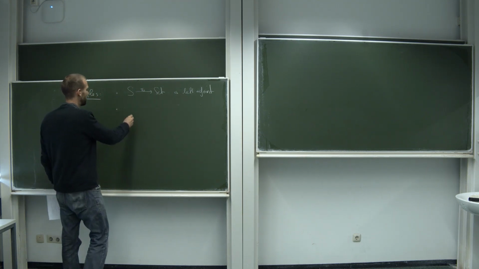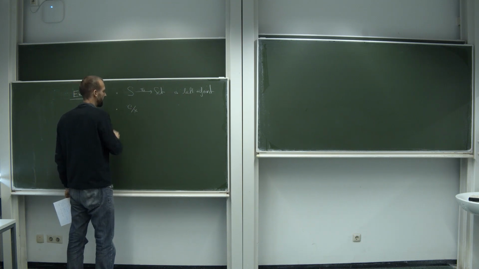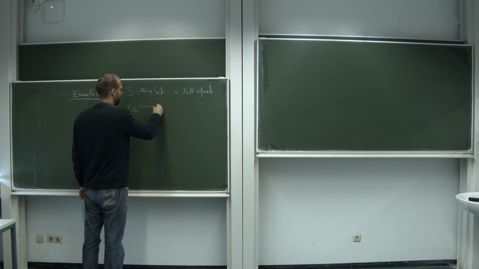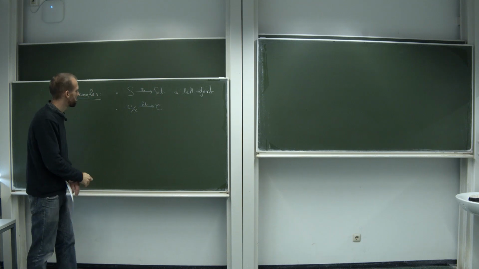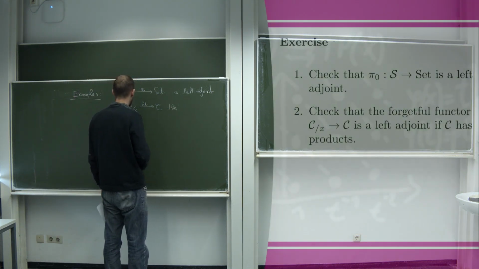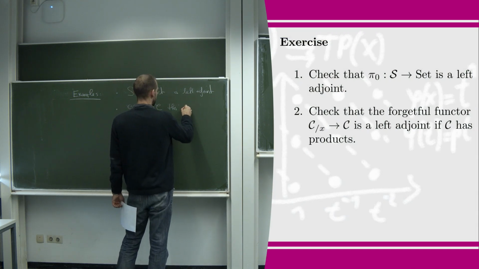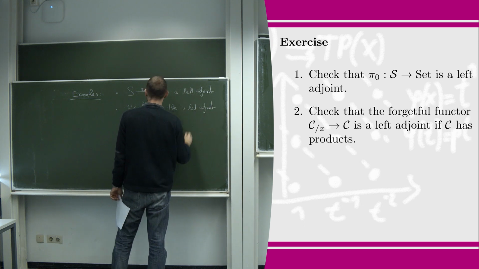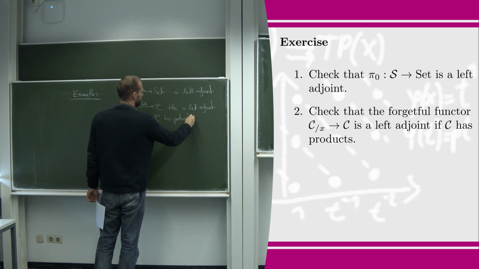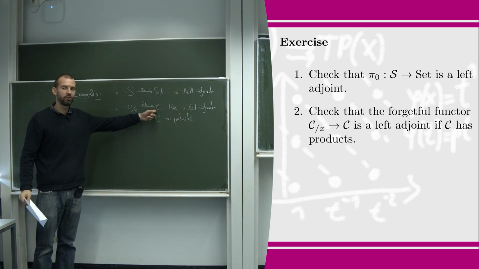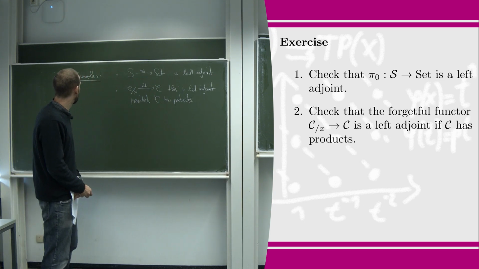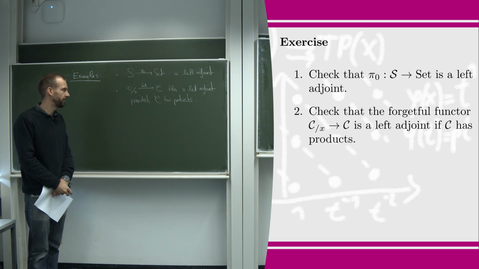The next thing that Achim has used is, if you take a slice category of any infinity category C over any object X, you have the functor which forgets down to C. And the claim is that this functor is left adjoint, provided C has products. The right adjoint is given by just taking an object here and crossing it with X.